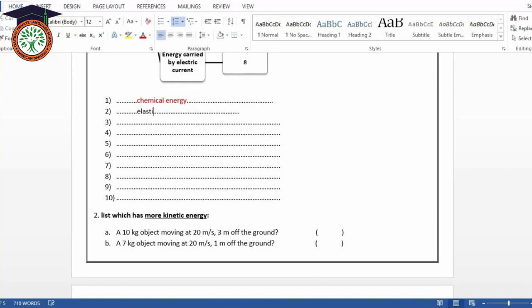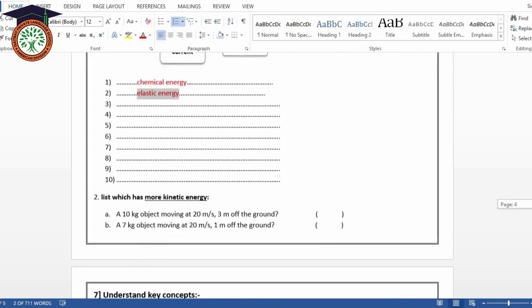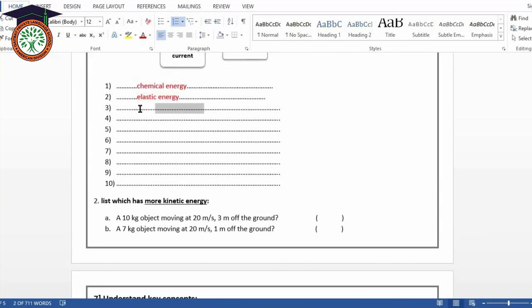Okay, question number 2 says the energy found in the compressed object. The compressed object has elastic. Yes. Okay, let's move to question 3. Energy stored between the object and earth, so this will be number 3, which is gravitational potential energy. Excellent.